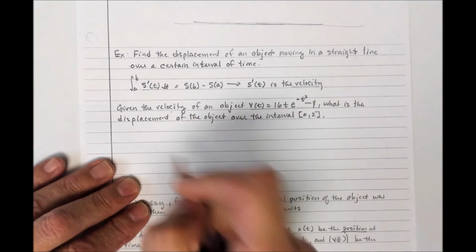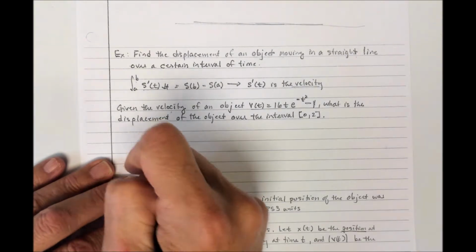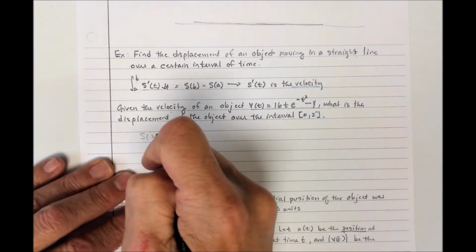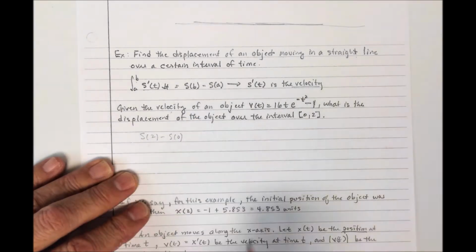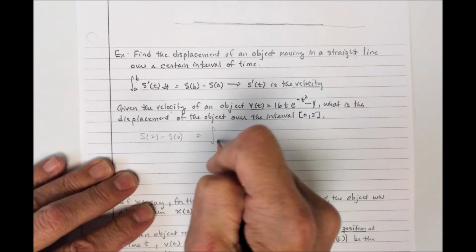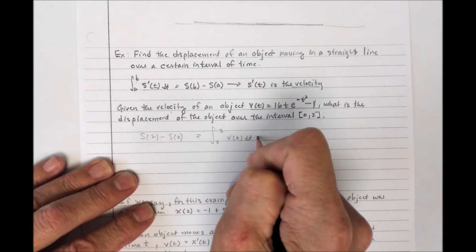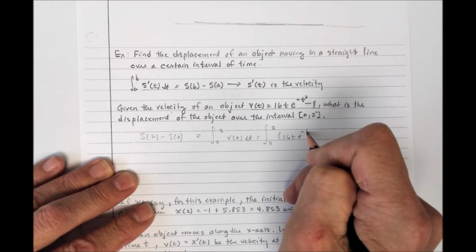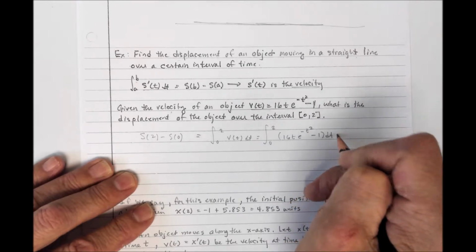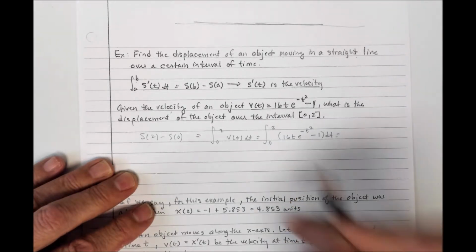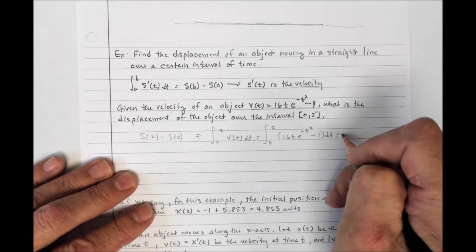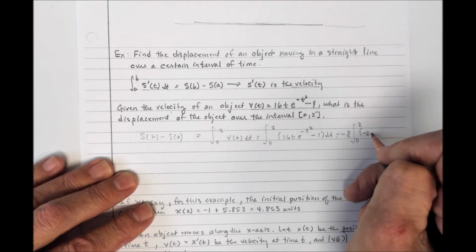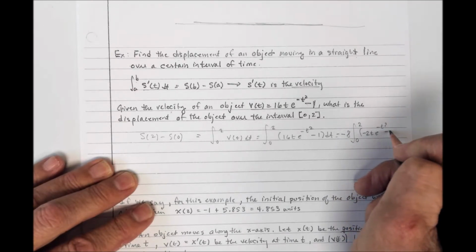Well, what should I use here? Let's say going from s of 2 minus s of 0. So that's going to be the integral from 0 to 2 of my velocity. So from 0 to 2 of, what was that, 16t e to the opposite of t squared minus 1 dt. Well, I don't need a 16, I need a negative 2 there. So I'll rewrite this as negative 8, the integral from 0 to 2 of negative 2t e to the opposite of t squared minus 1 dt.